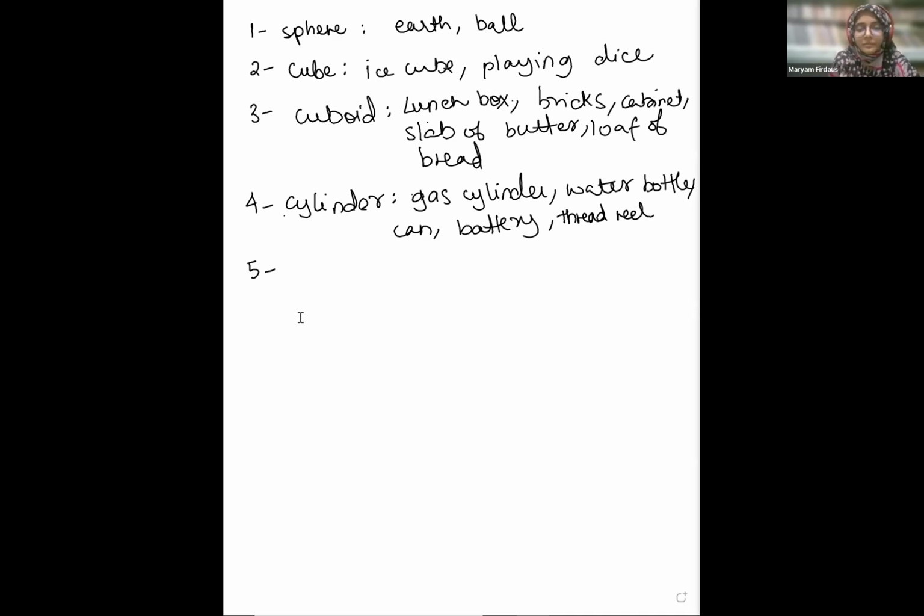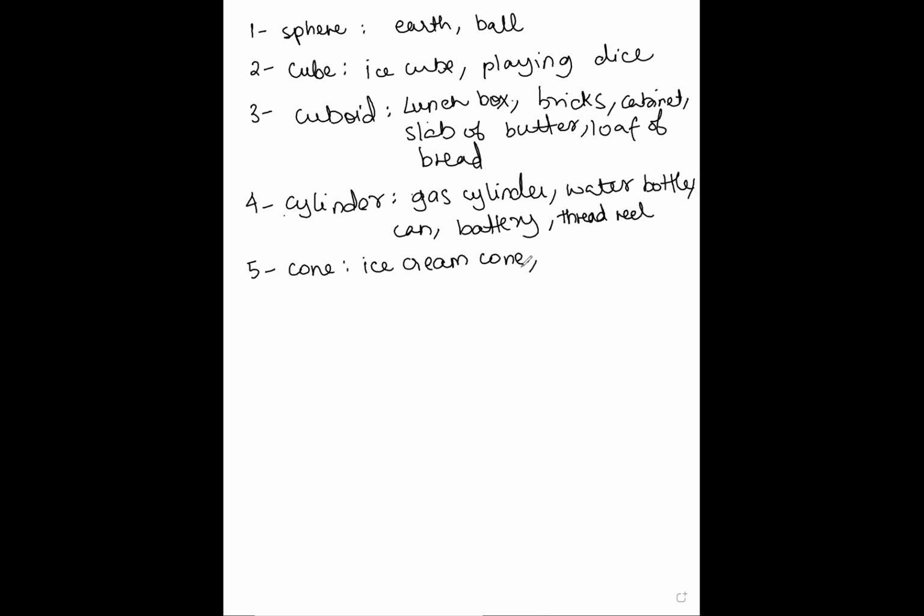No. What about cone? Do you know what a cone is? Like ice cream cone. Yes. Ice cream cone. Any other examples that you can think of? Cone. Yeah, but I don't know what it is called. It's red in color, and they put it on the street. Yes, very good. It's called a traffic cone.